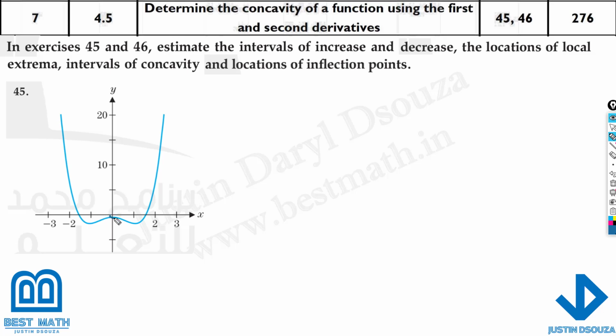If you're thinking the inflection point is over here, in the center, isn't it? No, that is wrong. Why? Because many of us tend to think it's somewhere over here. Let's look carefully and analyze this. You can easily tell it's dipping down over here. This is the dipping point.